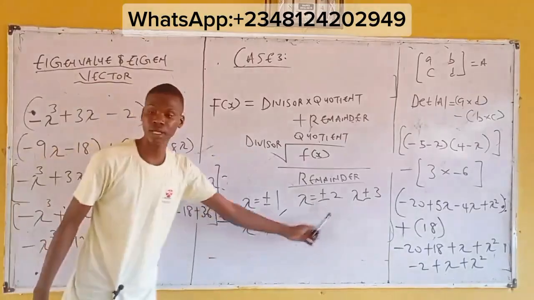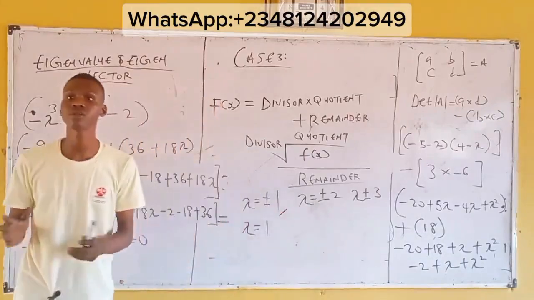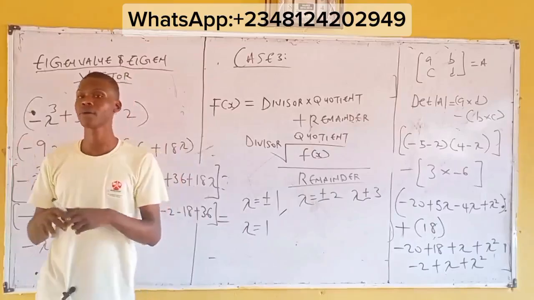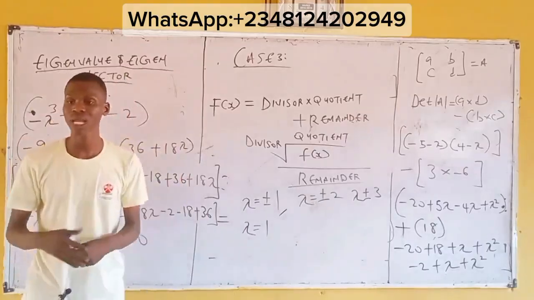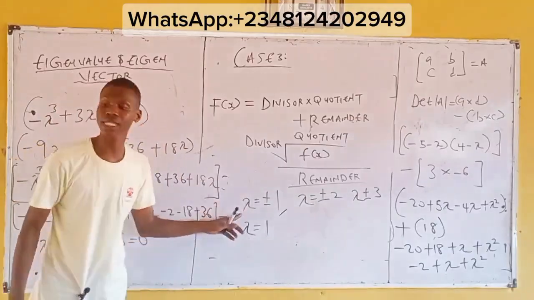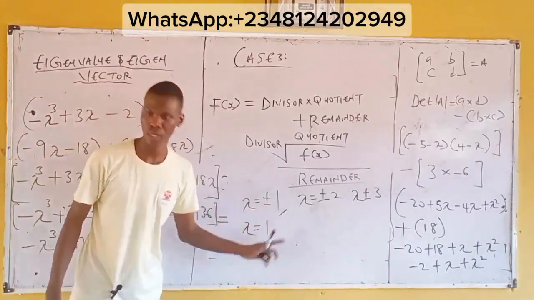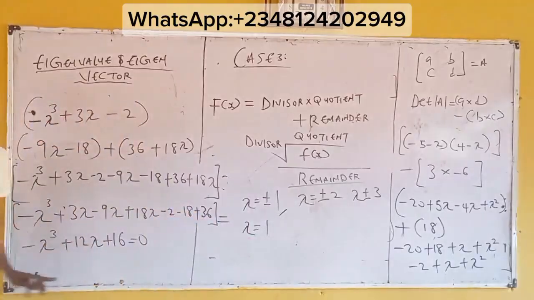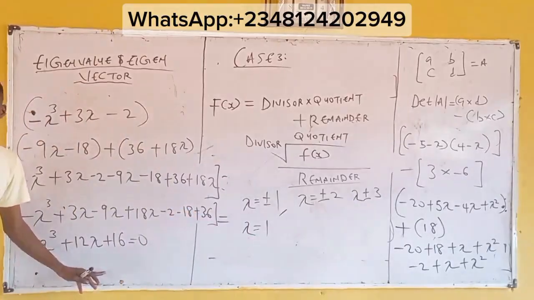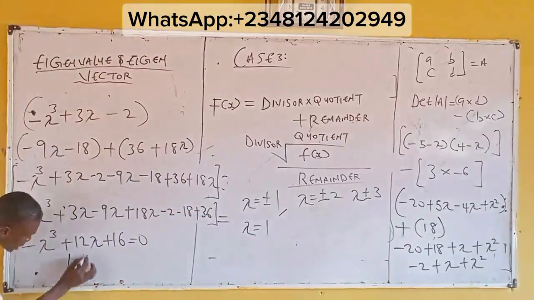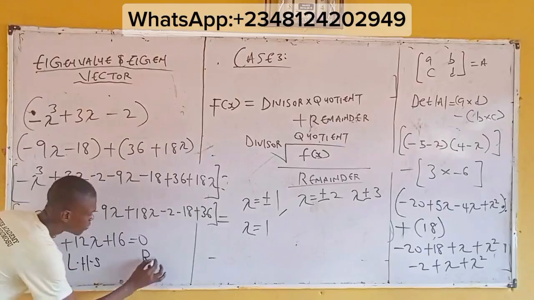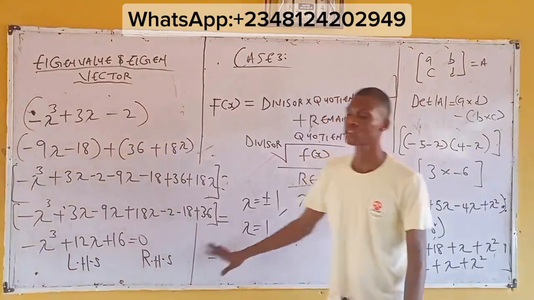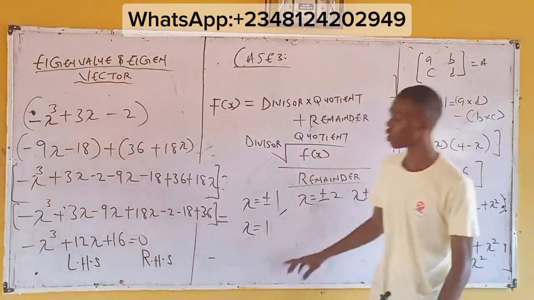From what we've interpreted here, what it means is that we are doing trial and error. By trial and error, we are trying to get our divisor, right? After the first trial, let's say lambda equals plus or minus 1. When lambda equals 1, if I substitute it in this polynomial equation, I must get 0. That is, the left-hand side must be equal to the right-hand side. If I'm not getting 0, it means x equals 1 is not a factor or a root of this equation.